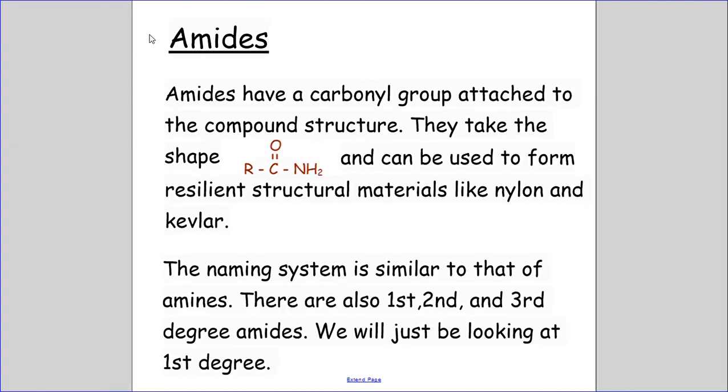And our last ones, amides. Amides have a carbonyl group attached to the compound structure, which takes the shape of a double bonded oxygen to the carbon, and then they have an NH2 coming off of them. Before, it was just a carbon compound that would connect to our amine group, but amides have this carbonyl structure also attached to them. So a little bit more complex. They can be used to form resilient structural materials like nylon and Kevlar, and the naming system is similar to that of amines. There's also first degree, second degree, and third degree amides, but again, it's an intro course. We're just going to take a look at those first degree ones.